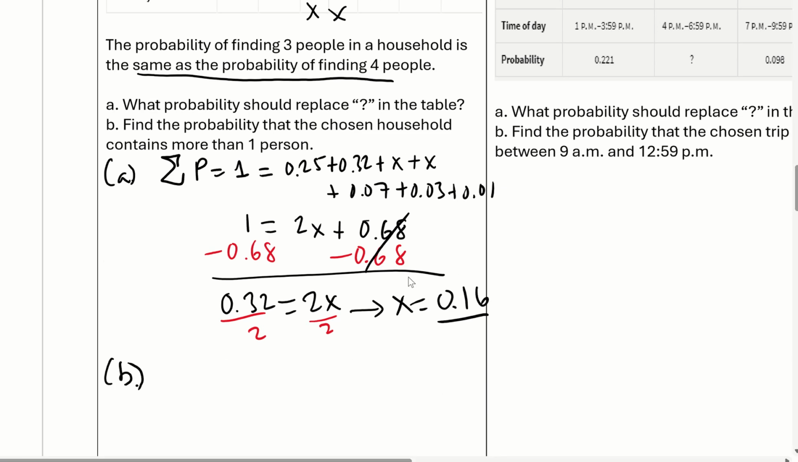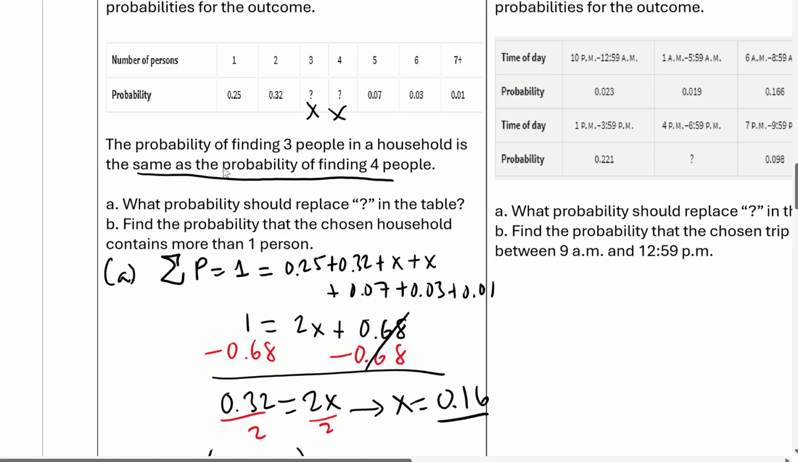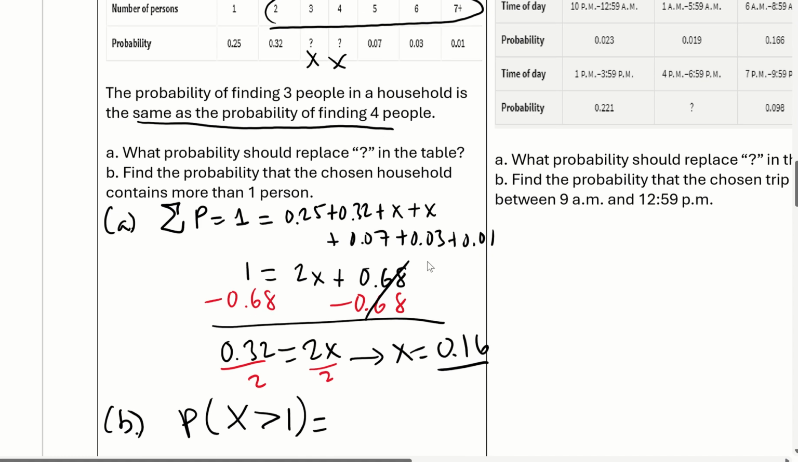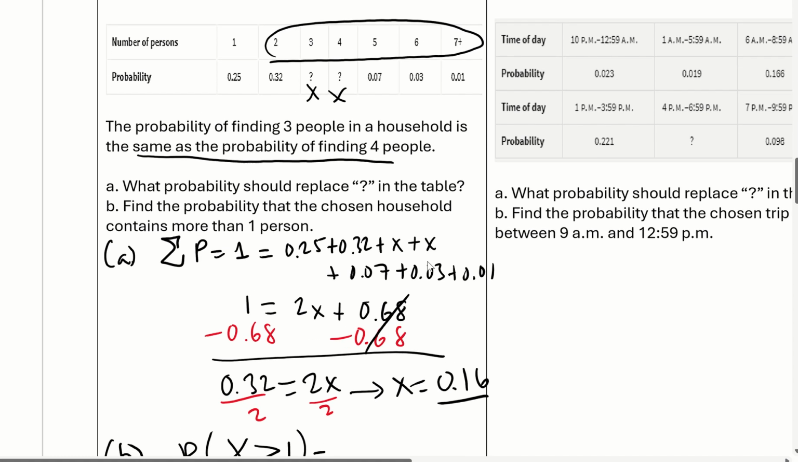Part B, find the probability that the chosen household contains more than 1 person. So the probability that x is bigger than 1. If it's more than 1 person, that means you're looking at 2, 3, 4, 5, 6, or 7 people, right? So the opposite of that is just doing it for 1 person, and then subtracting that value from 1. That's called the complement rule, okay?